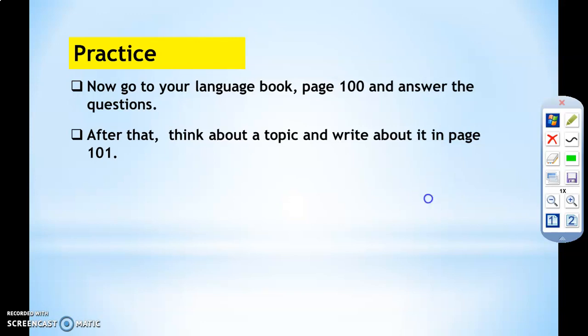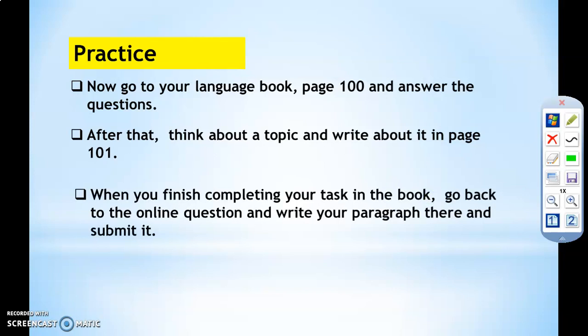When you finish working in your book, go back to the online question and the paragraph, the same paragraph that you wrote in your book, please write it online and submit it. Is that okay? I hope this is clear and it's going to help you to do your writing, okay? So good luck and thank you.